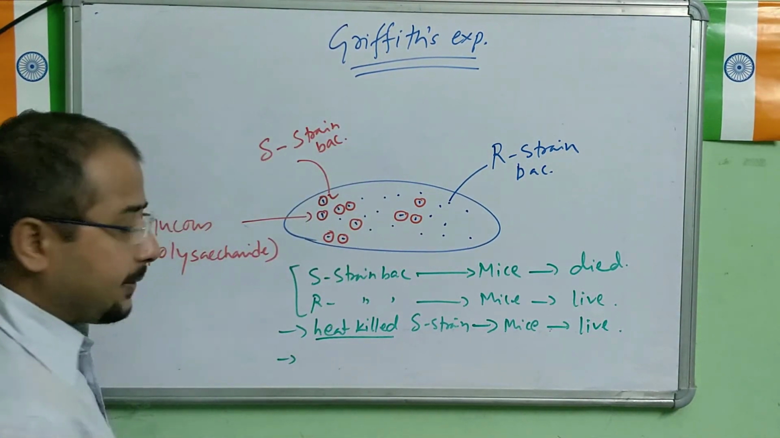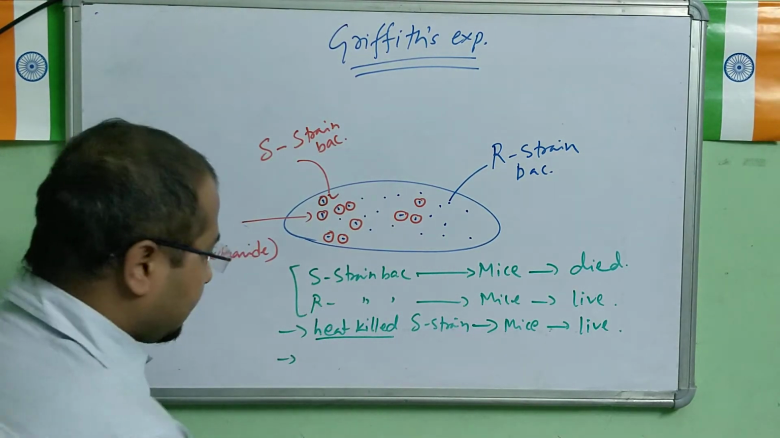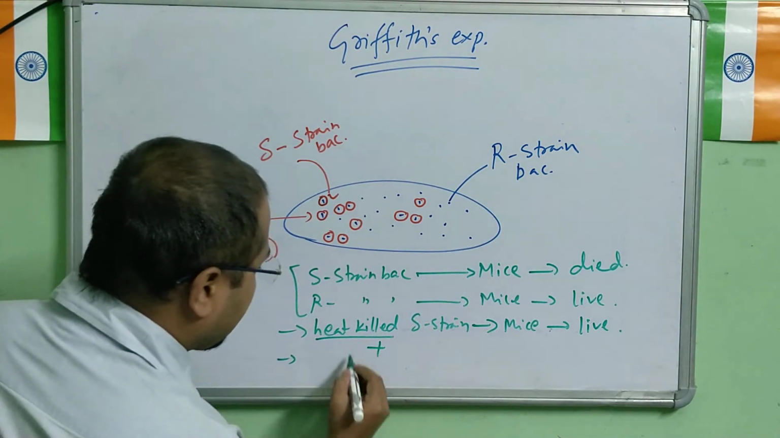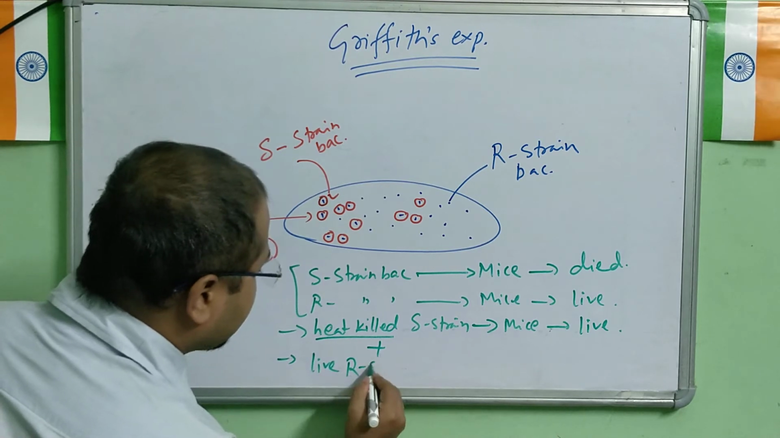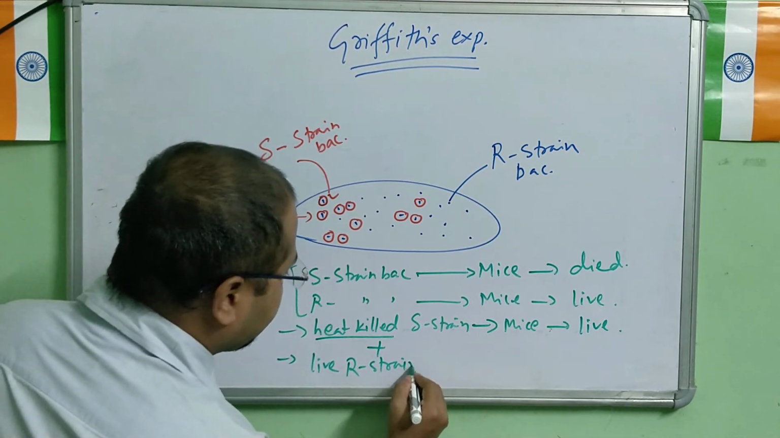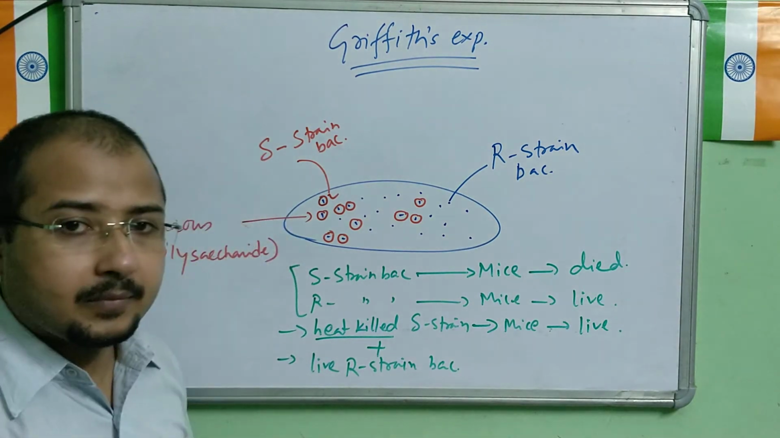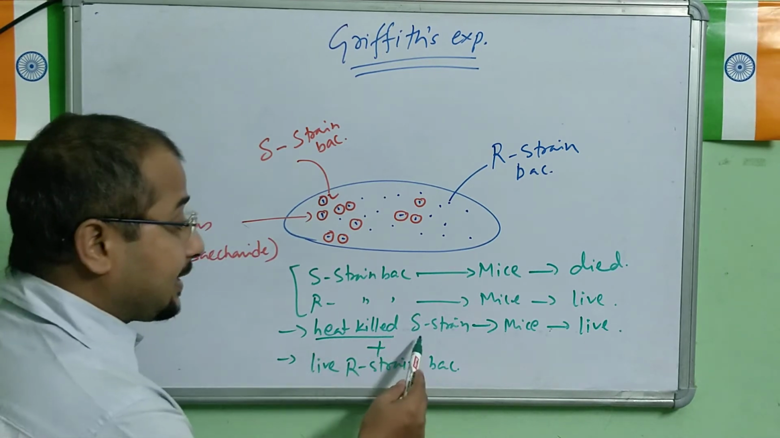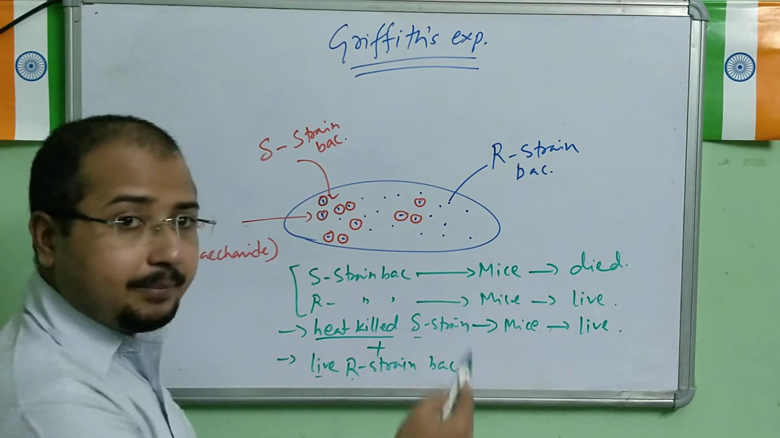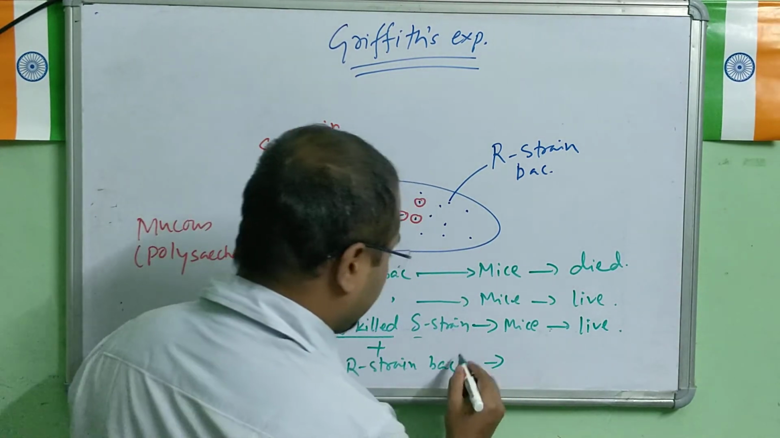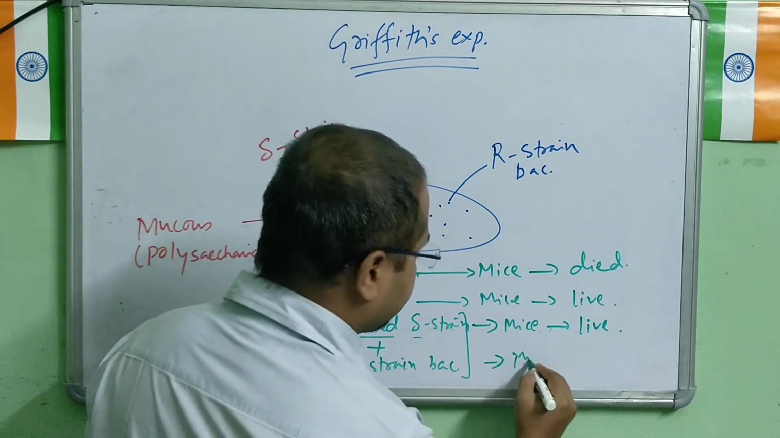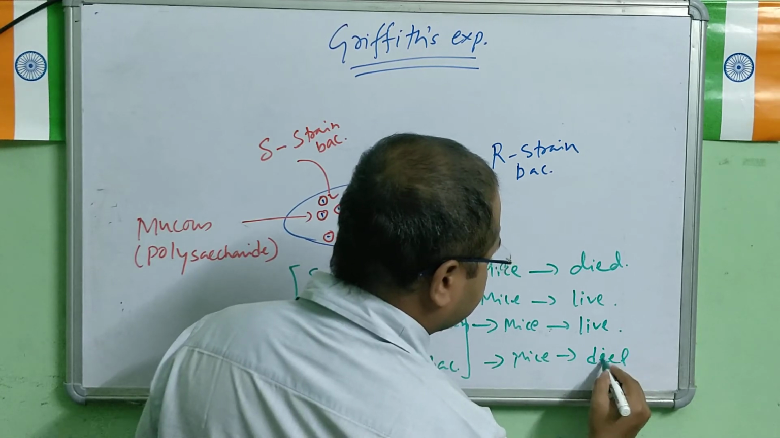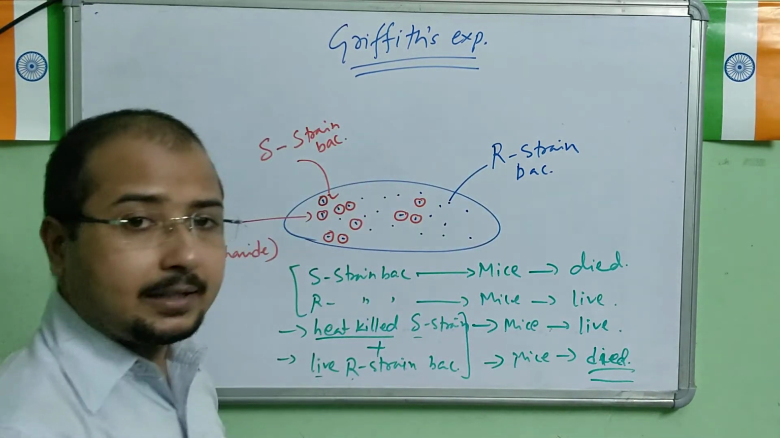Third step: he mixed up this heat killed S strain bacteria with the live R strain bacteria, and then it was injected in the mice. This time the mice died.